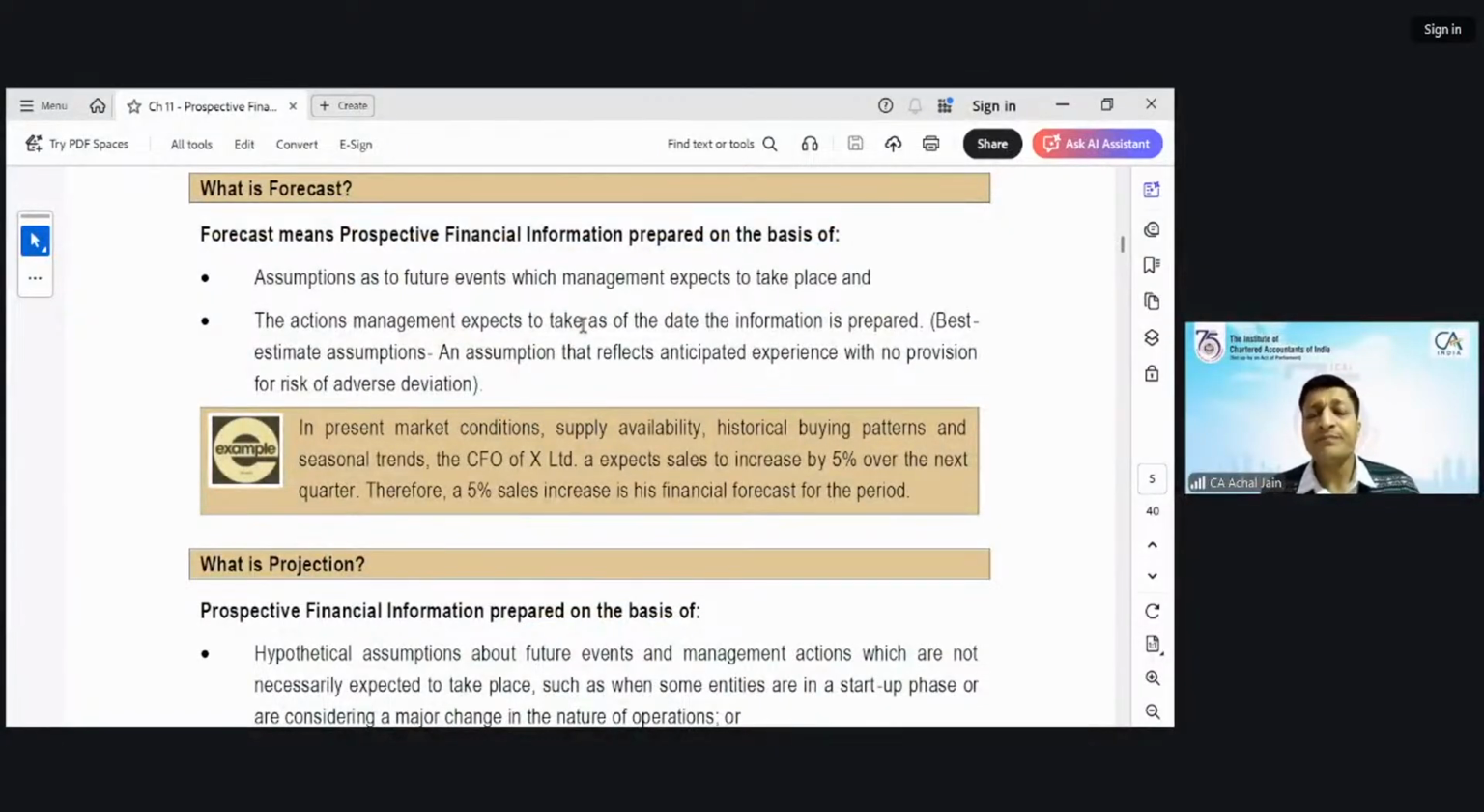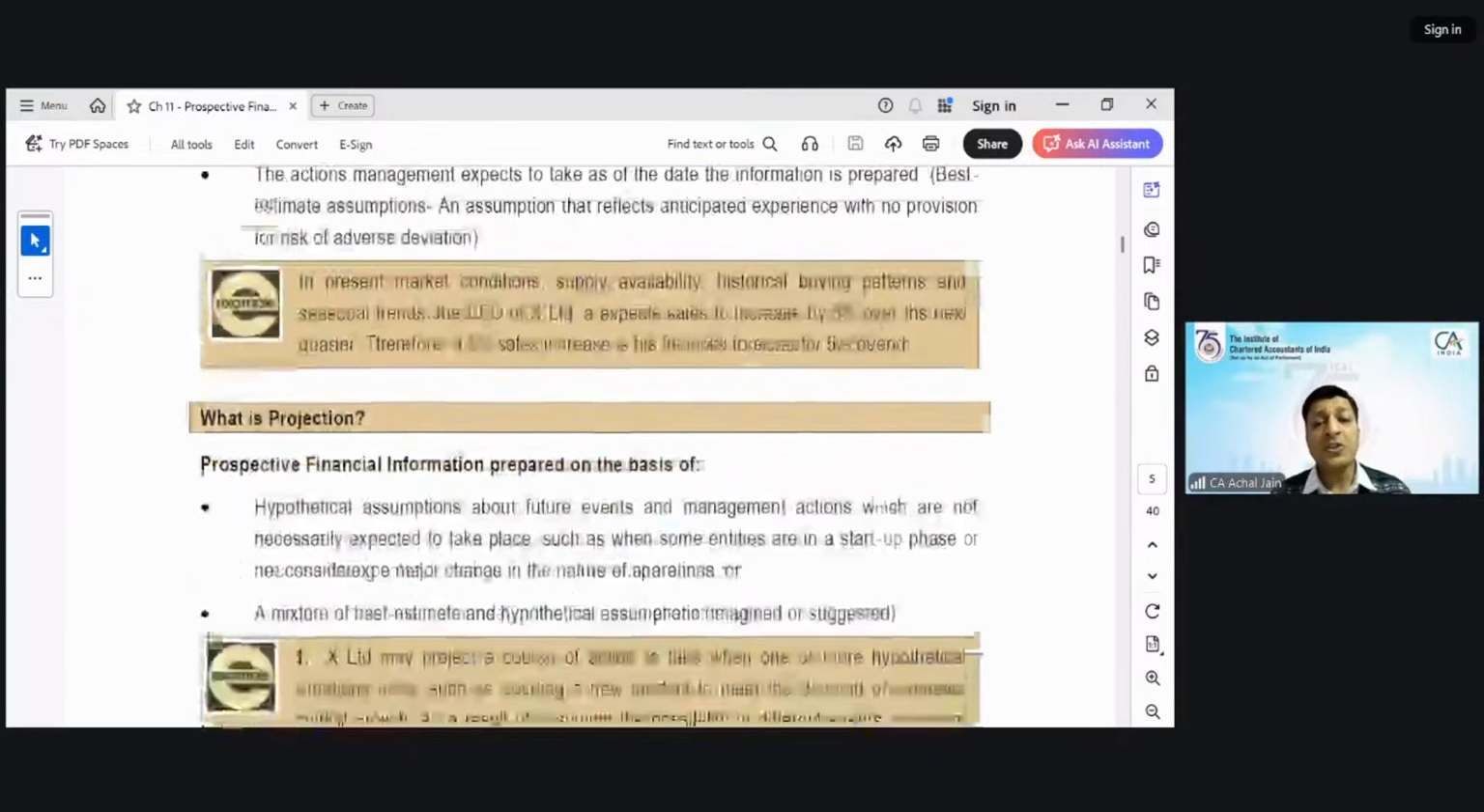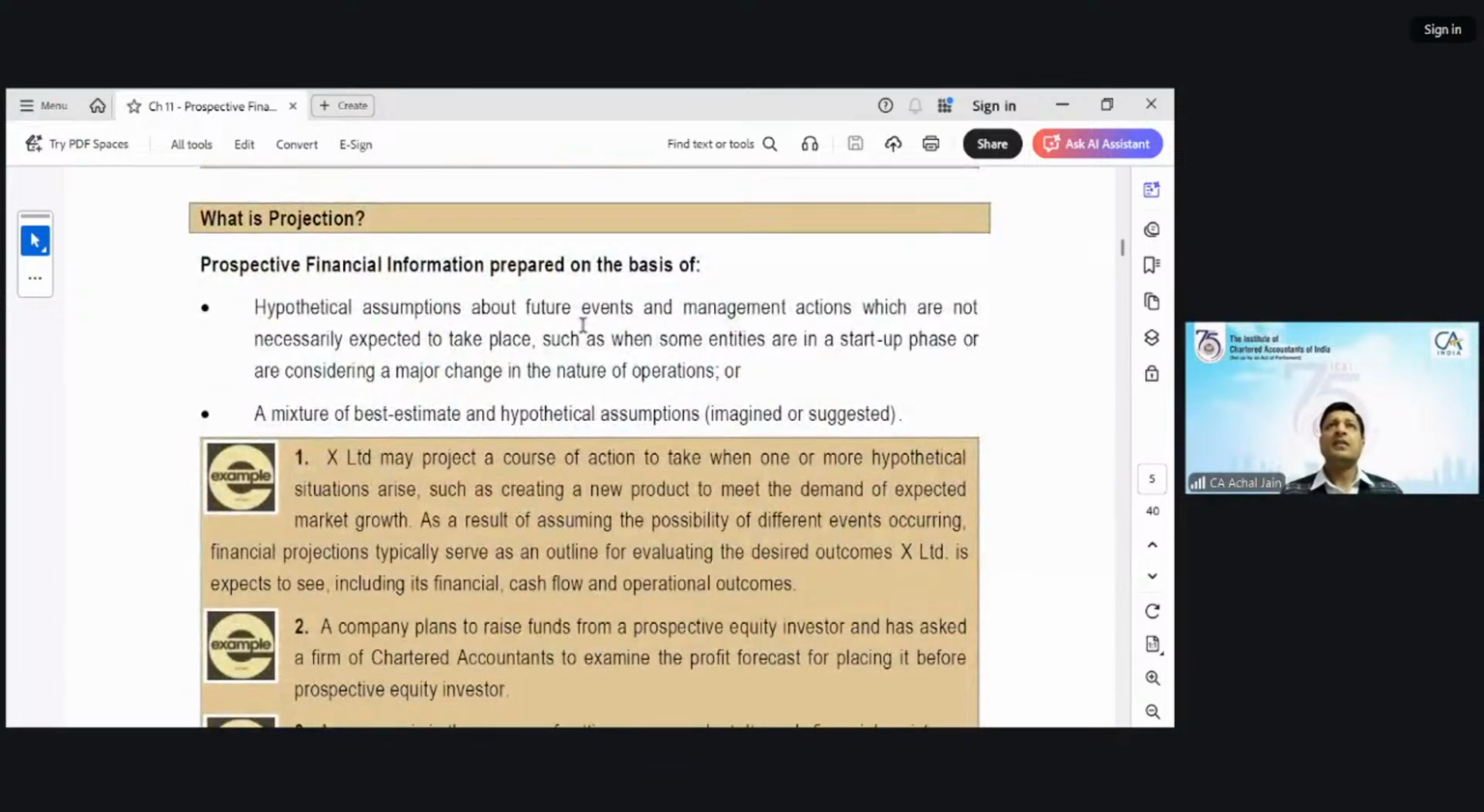Now, what is a forecast? A forecast is prospective financial information prepared on the basis of assumptions and the actions the management is planning to take. Now, what is a projection? These are some types, or examples, of prospective financial information. When you are talking about projections, here again we are talking about prospective financial information, for which you need hypothetical assumptions about future events and management actions.